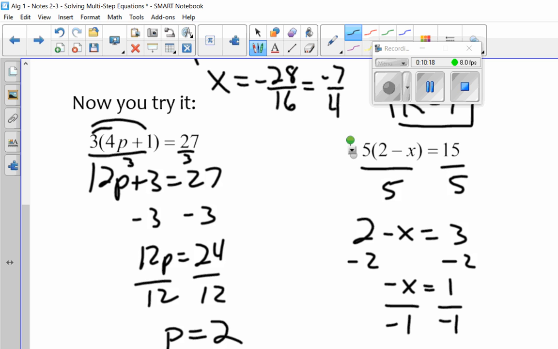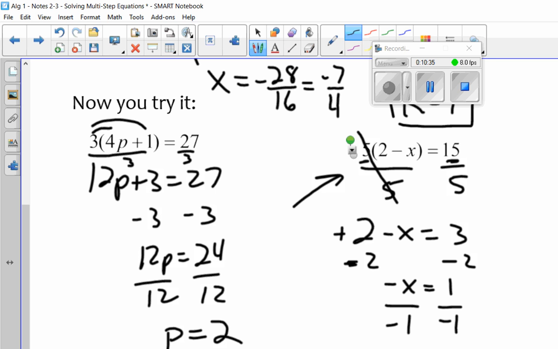Over here on the second one, I did divide by what was outside because 5 does go into 15. Okay, so the 5's basically cancel each other out. I get 2 minus x equals 3. I subtracted 2 because that's a positive 2.